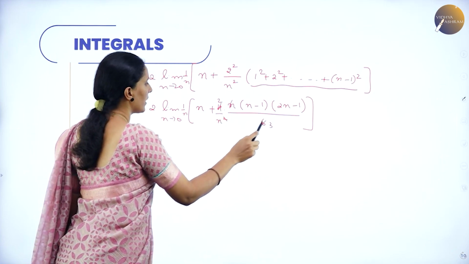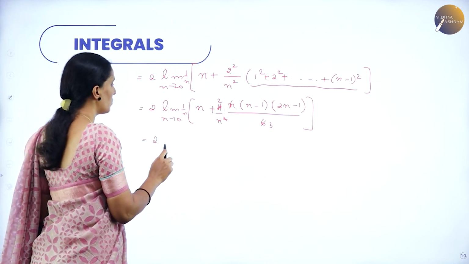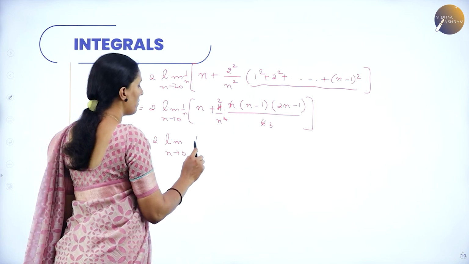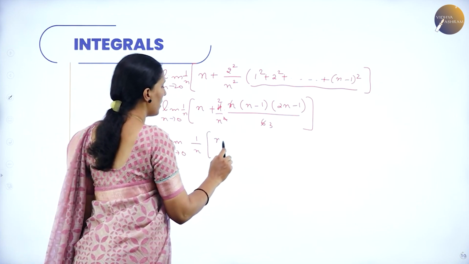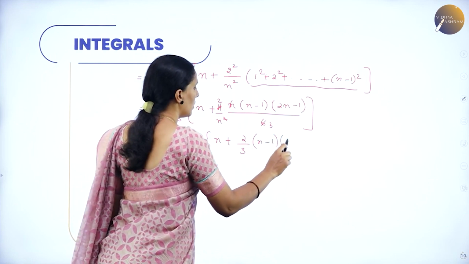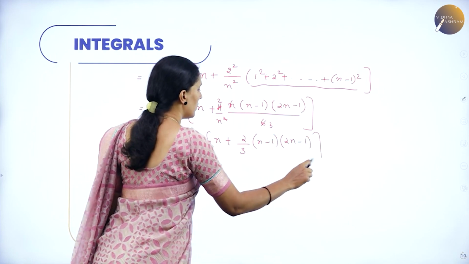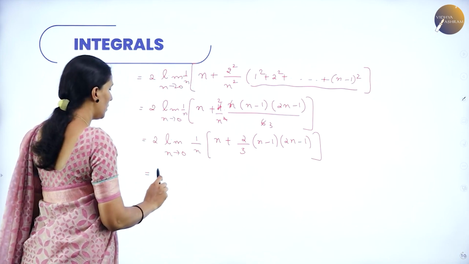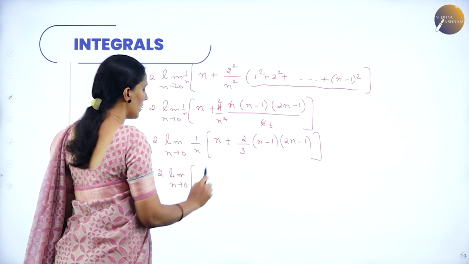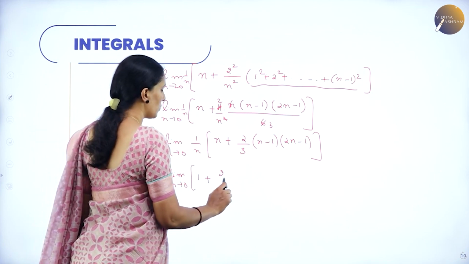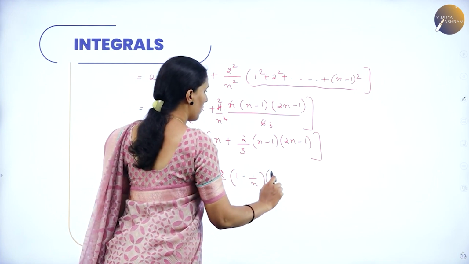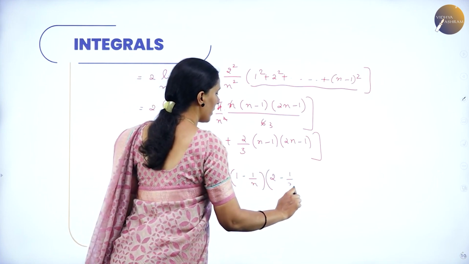2's and 3's get cancelled. So next I have 2 times limit as n tends to infinity of 1 by n into n plus 2 by 3 n minus 1, 2n minus 1. So multiply n to the inside value. Then it becomes n over n, 1 plus 2 by 3. So this becomes 1 minus 1 by n. Next, 2 minus 1 by n.